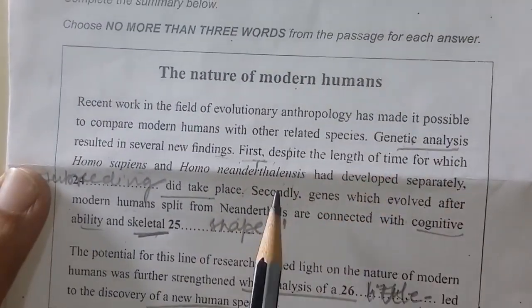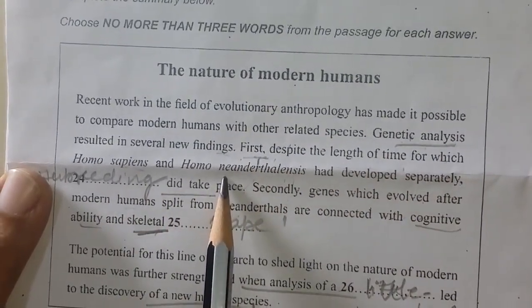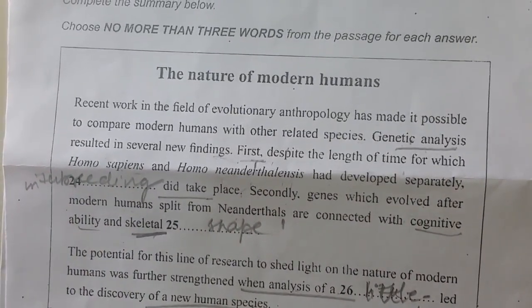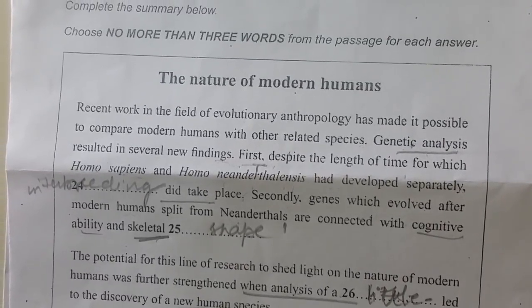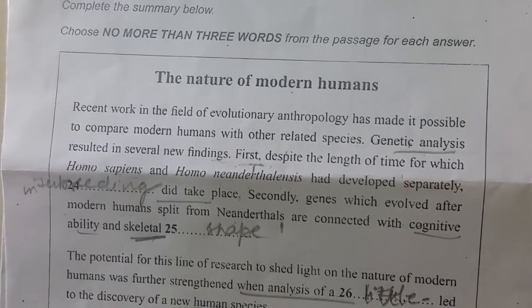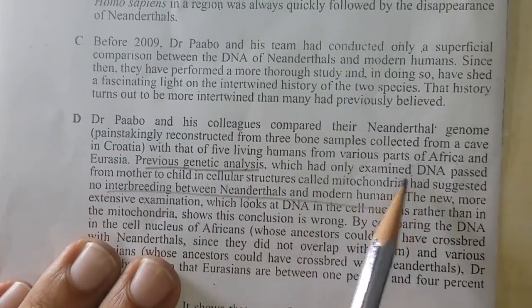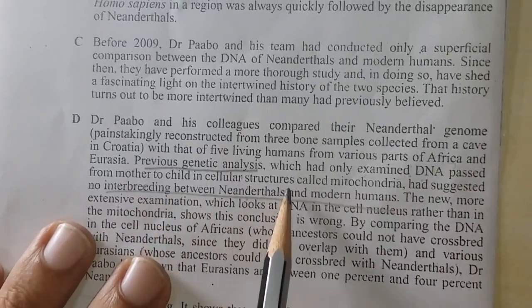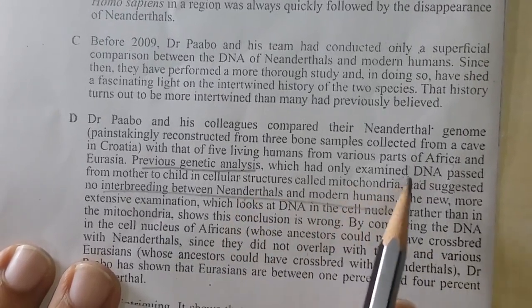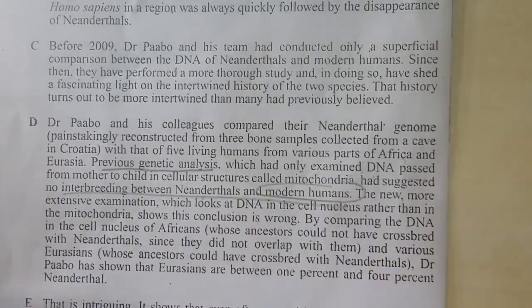He said here, despite the length of time for which Homo sapiens and Neanderthals have developed separately, it means they developed separately. There was a time gap between Homo sapiens, that is modern humans, who are also known as Homo sapiens, and the other part of the Homo that he has written here. He told us that DNA is passed from mother to child, with no interbreeding between this and this. He said which has only examined DNA passed from mother to child.